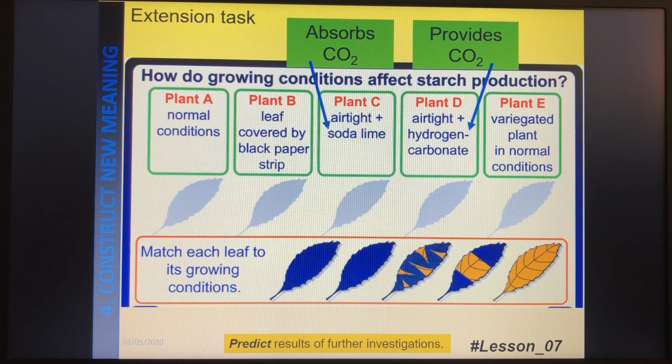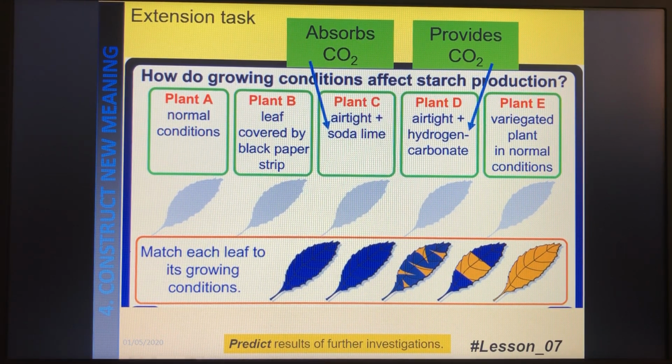And we've got to match up with A, B, C, D and E. And I've given you some help there because soda lime takes away carbon dioxide, so you've got to think about what that might do. Carbon dioxide is needed for photosynthesis, and the hydrogen carbonate provides carbon dioxide. Okay, so let's think about how we might match these up. Spend a bit of time. Okay, if you need extra time, pause now.